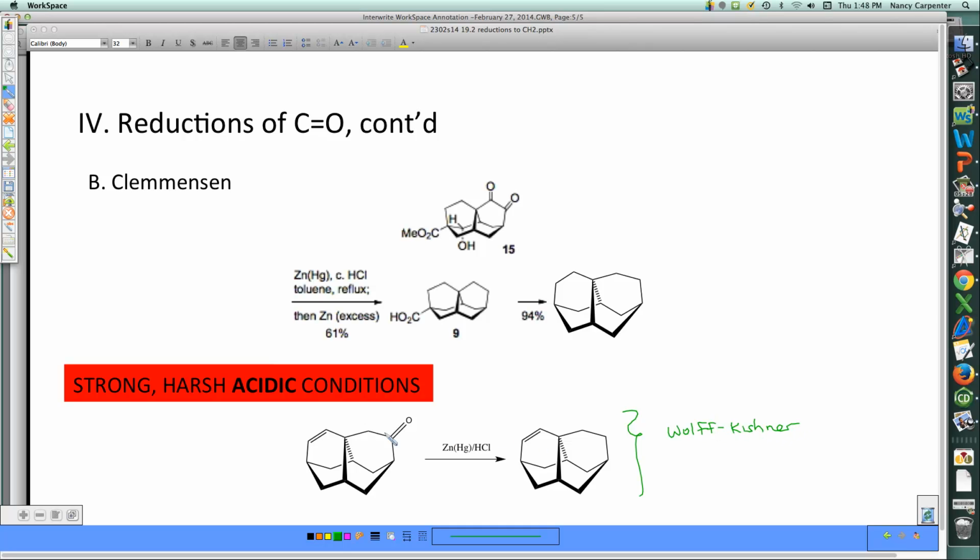Because, of course, this is a nucleophile, and the Wolff-Kishner is full of nucleophiles. And nucleophile plus nucleophile equals no reaction. The Wolff-Kishner will take this out just fine. The Clemmensen would take out both the carbonyl and the double bond.